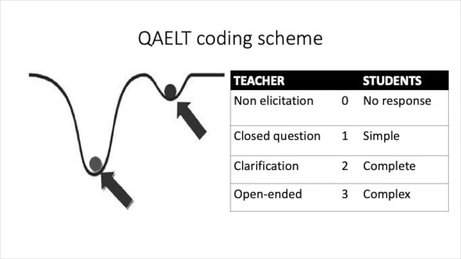The second level, code 2, is a clarification question to which students answer with a full sentence. And the highest level of complexity, teacher question complexity and learner complexity, is the open-ended question with the complex student answer. An open-ended question doesn't have a predefined answer, and the complex student answer is anything longer than a full sentence. So those are the codes which we used for teacher questions and student answers, and this resulted in 16 possible combinations of teacher questions and student answers. We videotaped lessons in the Netherlands in secondary schools.